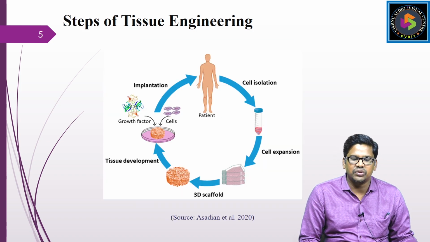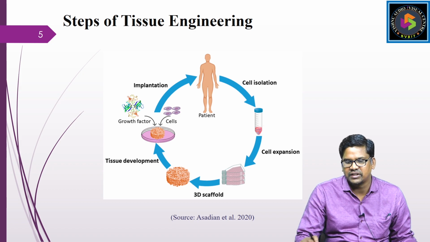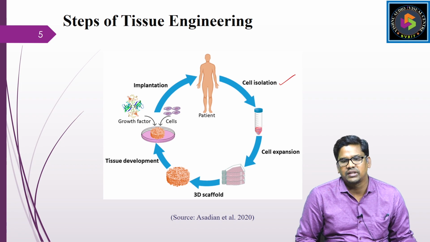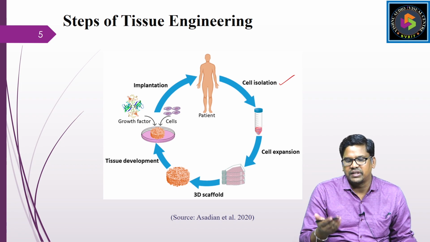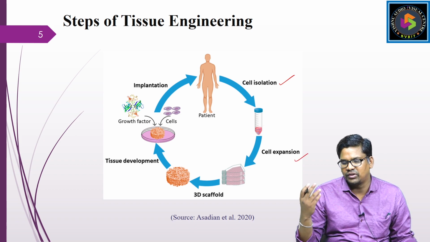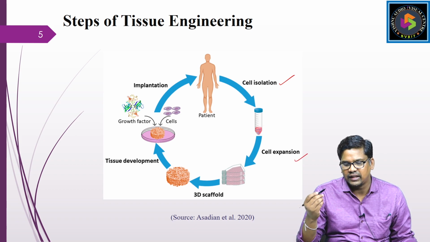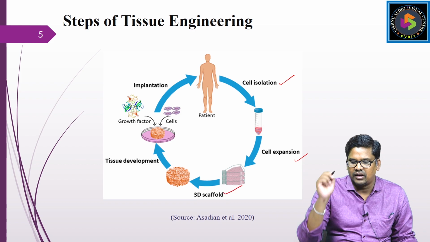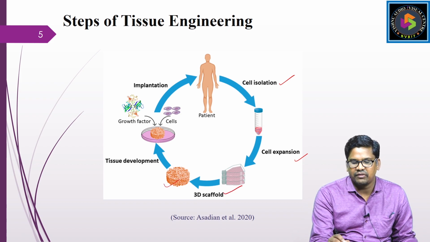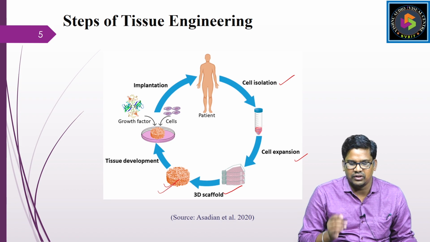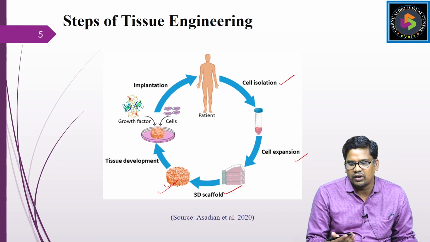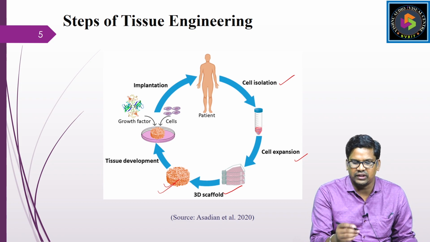Next, the steps of tissue engineering. From the pictures we can see the first step is cell isolation. We take cells from a patient or a human being. Then we do expansion of that cell, meaning we do the culturing of that cell. Then we do the enhancement or proliferation of that cell, and then we prepare a 3D scaffold. This is the scaffold which is used to provide physical or mechanical support to the tissues.